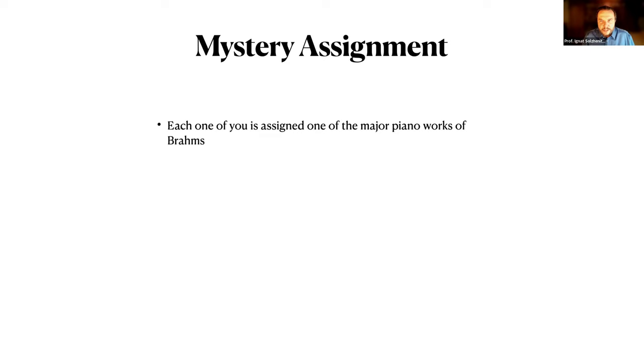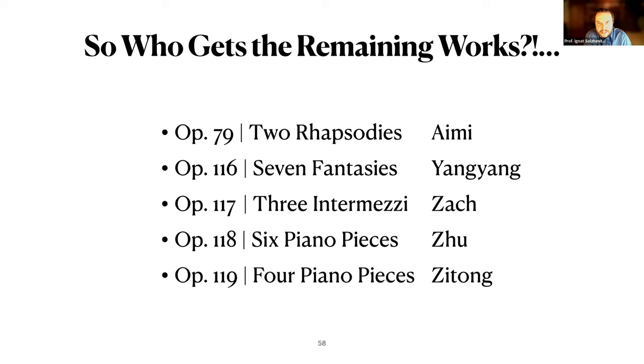Aimee gets opus 79. Somebody tell her, please, since she's not here. Chang Yang, 116. Zach, 117. 118. All right, and Z-tone gets 119. Okay, so can you figure out how I carefully assigned these remaining five pieces? Alphabetical order. Okay, so it's just as random as last week. The last five pieces went in alphabetical order to the people who didn't get them.